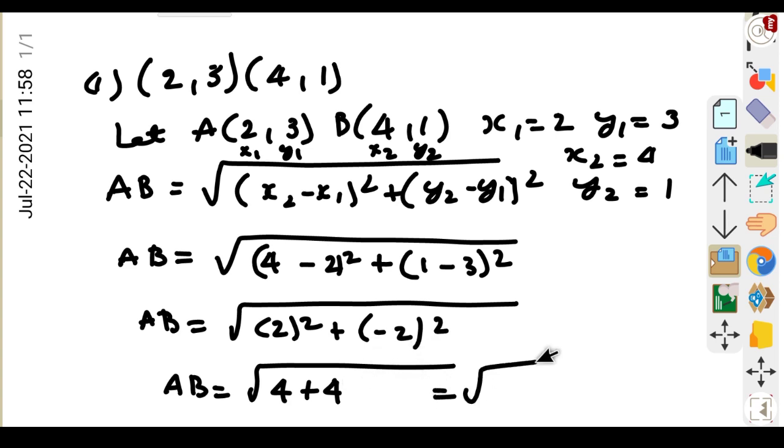So the answer is root 8. Root 8 can be written in the form of 4 into 2, so the answer will be 2 root 2 units. This is the distance between the given pair of points A and B, and this is how we solve the problem. If you know the distance formula, you will be able to solve the problem easily. Okay children, next I will take the next problem.